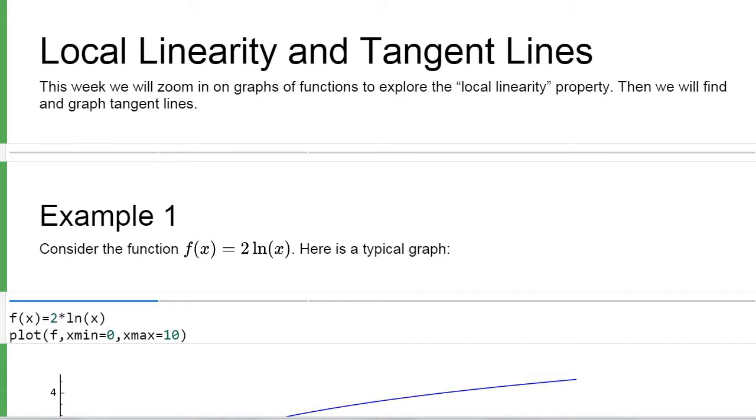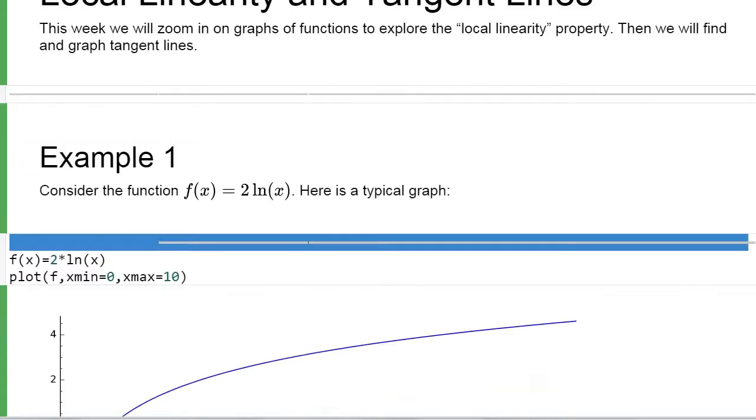And if a function has that local linearity property, so that it looks straight when you get really close, then the line that it looks like is going to be called the tangent line. That's going to be an important thing in calculus. So let's look at an example.